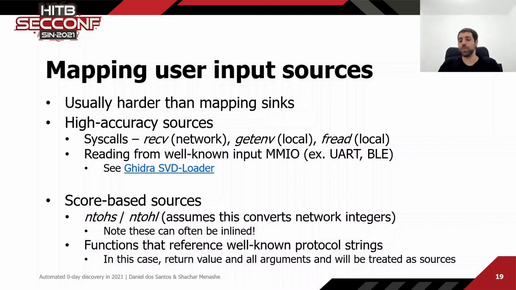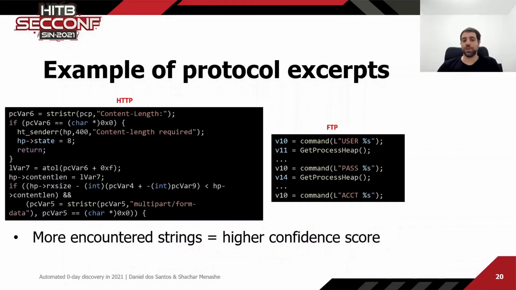So here we have an example of some HTTP strings being referenced from a function, like content length, multi-part form data, and also FTP strings: user, pass, ACCT. So once we see these, again, we bump up the score for that function. And if it goes over a certain threshold, we say, okay, this is an interesting function. And then we can take all its arguments and return value as possible user input sources. And that also gives us more inputs.